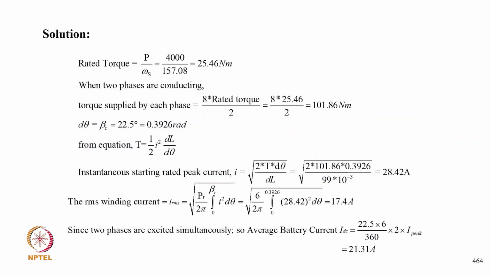So now solution is rated torque equal to P upon omega. It comes to 25.46 Newton meter when two phases are conducting. So torque by each phase is 8 into rated torque by 2, that's 101.86, and d theta is beta r, that is 22.5 degrees, equal to 0.396 radian. From the torque equation T equal to half i square dL upon d theta, current comes under root 2 into T d theta upon dL. It comes 28.42, and RMS current is the integral from 0 to beta r of i square d theta, so putting in the values it comes 17.4 ampere when two phases are excited simultaneously. So average battery current IDC is 22.5 into 6 upon 360 into IP. So that is 21.31 ampere.